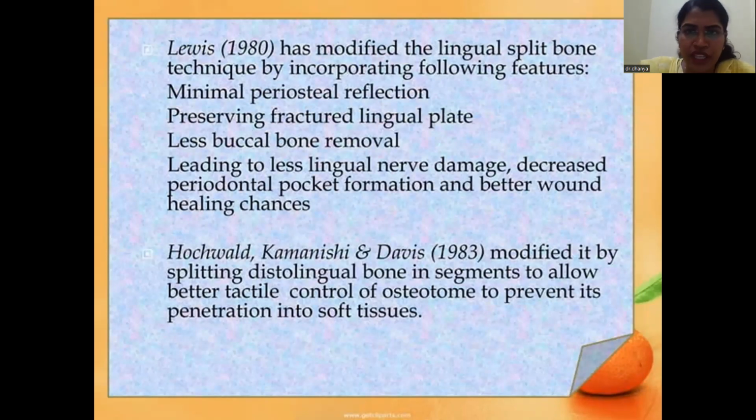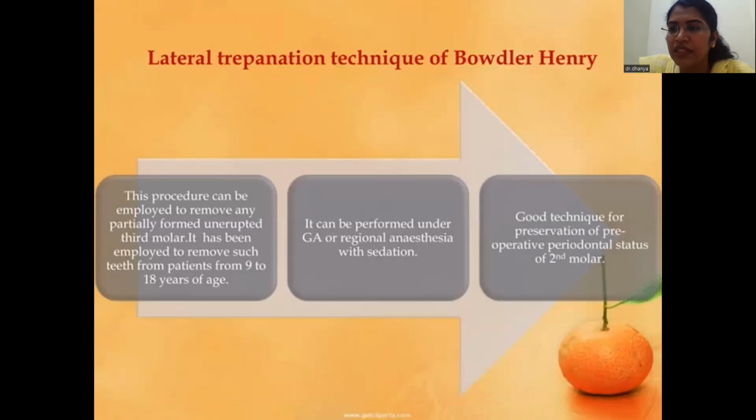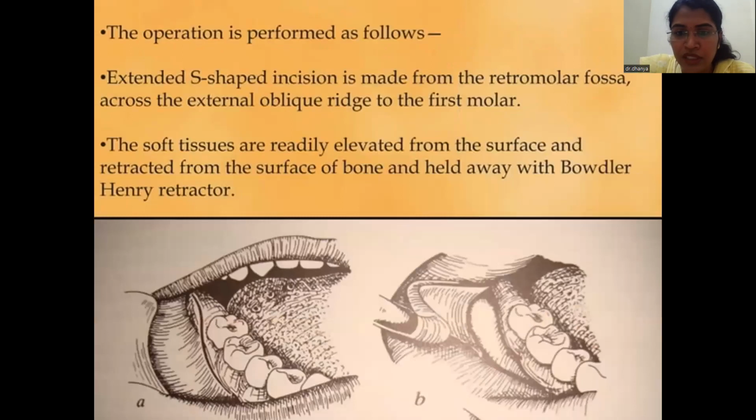Then there are modifications to the lingual split, introduced by Lewis, with minimal periosteal reflection, preservation of the fractured lingual plate, length, buccal bone guttering, and so on. But still, a better preferred technique is going to be your basic technique, after your impacted tooth has erupted. Then there is the lateral trephination technique of Bowdler Henry. It was considered to be a good technique for preservation of the preoperative periodontal status of the second molar. Basically, this is also a technique which is done before the eruption of your third molar.